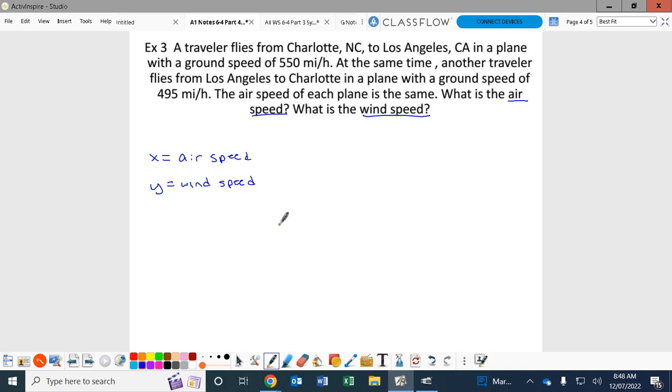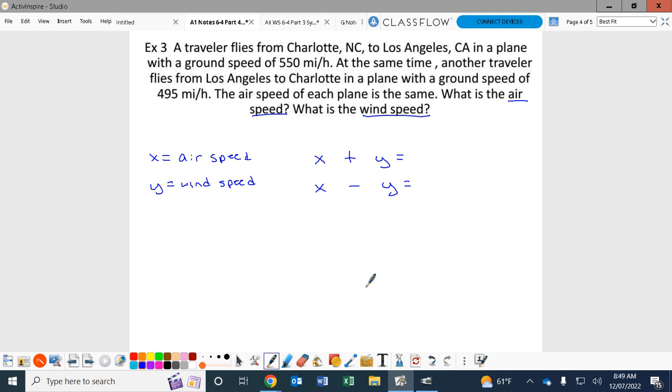So as they're flying through the air, they're flying at the same speed. The plane's mileage is set at the same thing. They're set to fly at the same speed. But the air is either helping it or hurting it. So you're either taking that airspeed and adding y to it to make it go faster, or you're taking that airspeed and subtracting y from it and it makes it go slower.